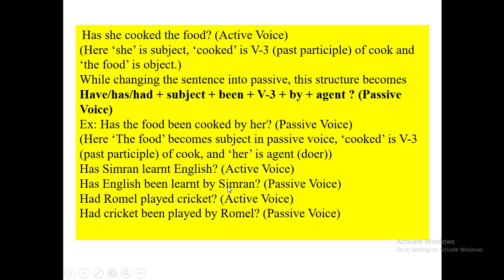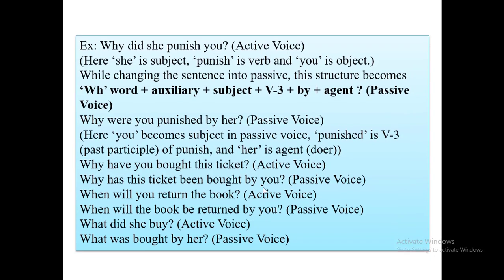Had Romel played cricket? His passive voice is had cricket been played by Romel? Why did she punish you? It is active voice. Here she is subject, punish is verb and you is object.